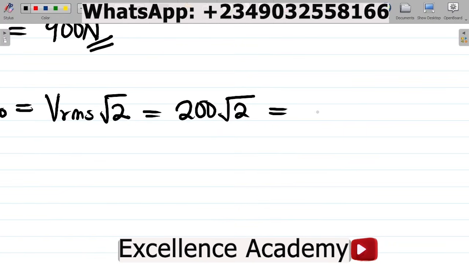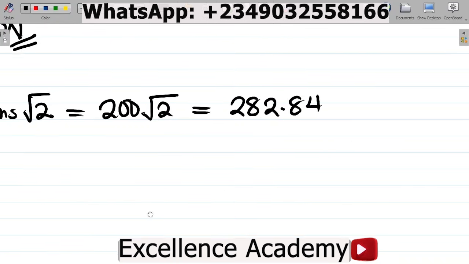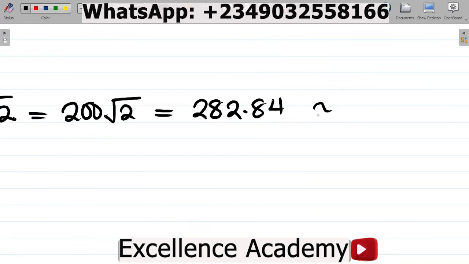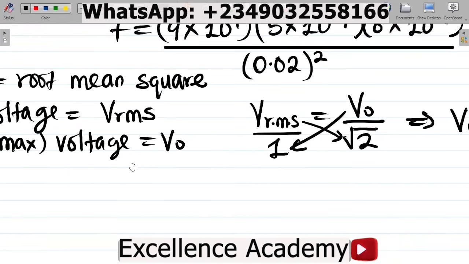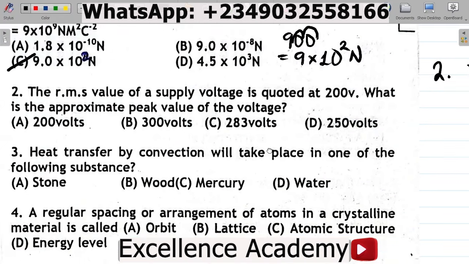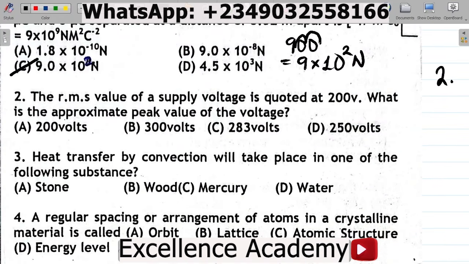That's about 282.84. And if you approximate this, as a whole number, this becomes 283 volts. So this is the approximate value of the peak voltage, 283. Right, that is option C.